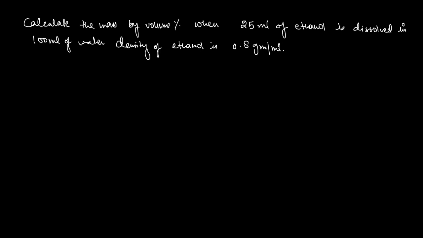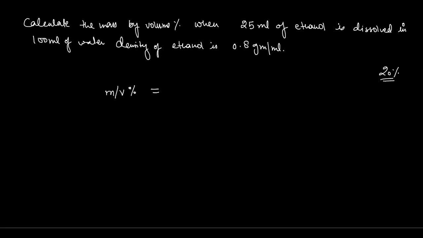Sir, 20%. 20%. Hamna, have you done? Hamna? Have you done, beta? Yes, sir. What is the answer? 20. Same 20%. So first we need to calculate, and we need to write the formula. That's a very easy question, but you need to do it wisely. It is a very simple question. We are calculating the mass by volume percentage.